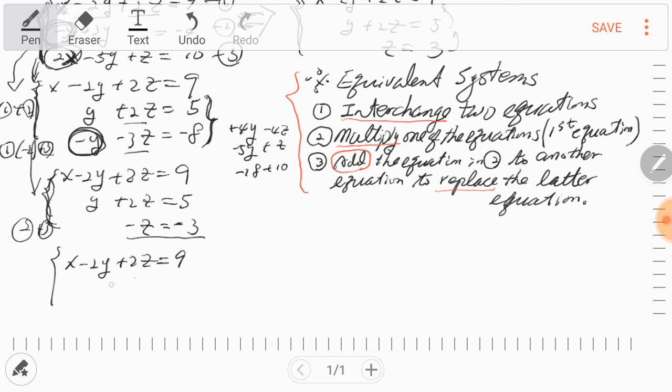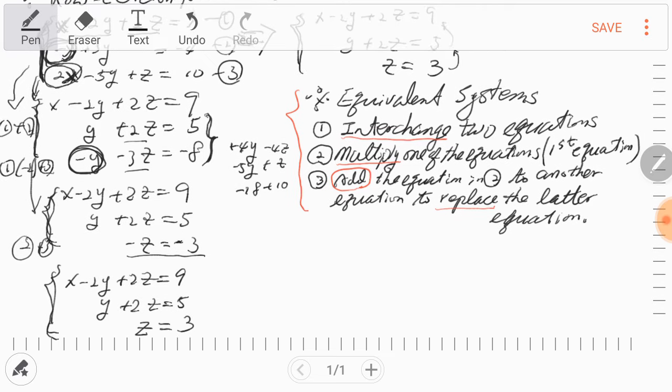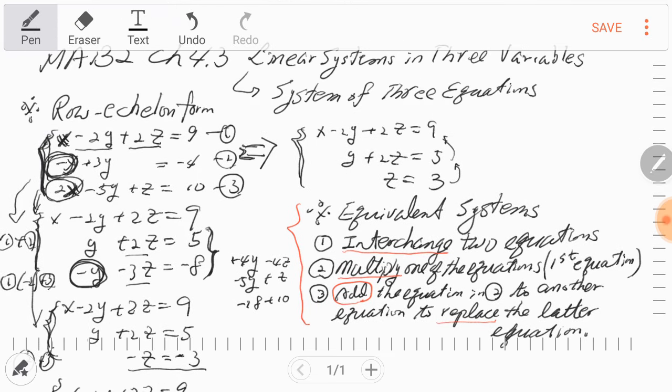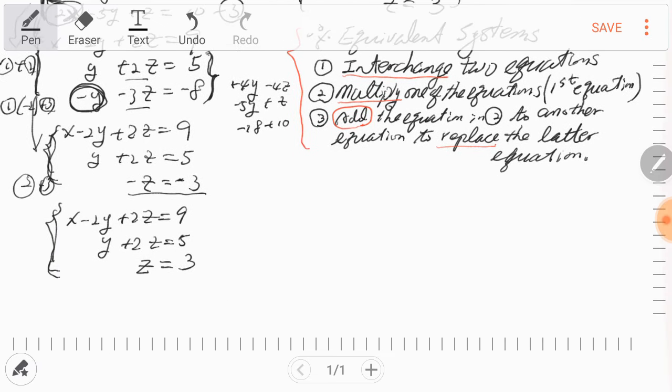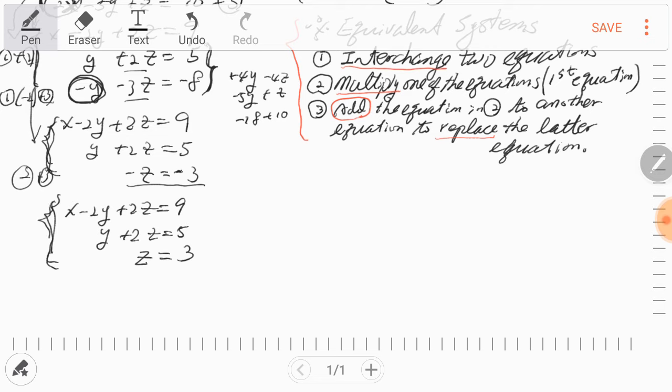Okay, the first equation and the second equation are the same. Then the third equation, z equals 3. All right, so this is the system of equations which is equivalent to the original system. Okay, then once we have row echelon form, the z value is already found. We found the z value, and then we can find the y value from the second equation.